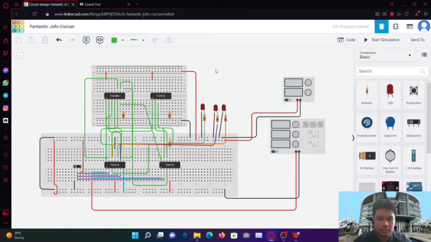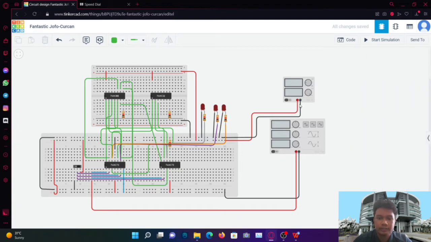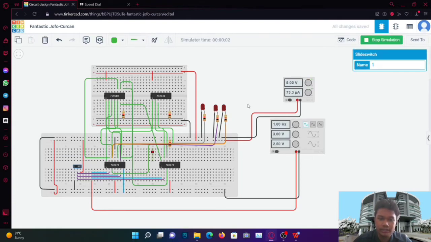I have the Tinkercad. This is a Tinkercad simulation that our group made. If we turn on and start the simulation first, and we turn on the switch, the result that we got in the report will come out.